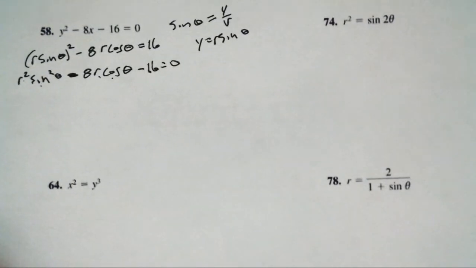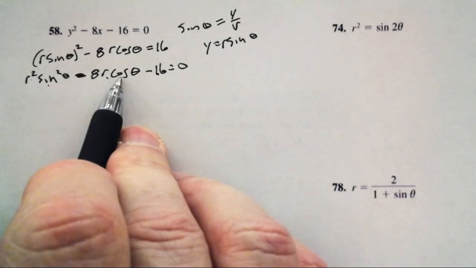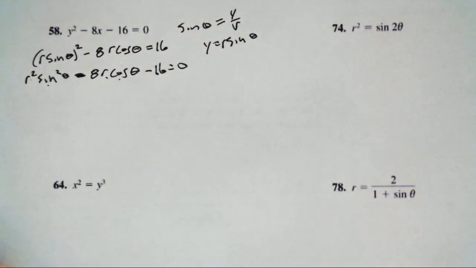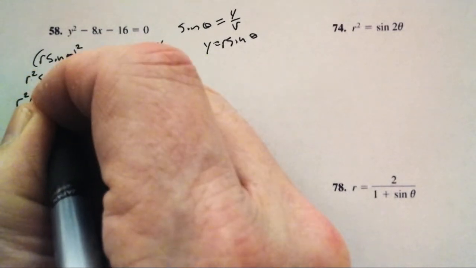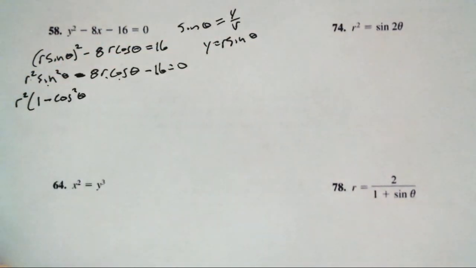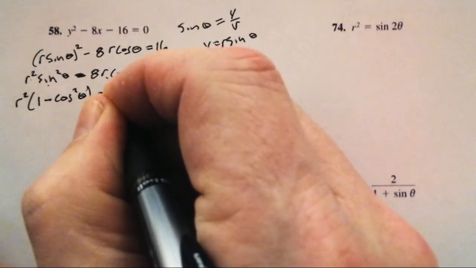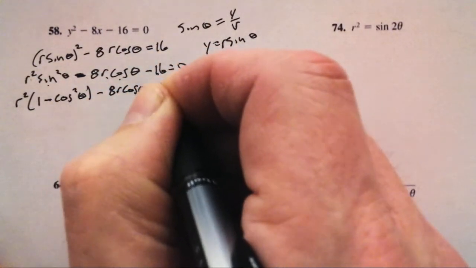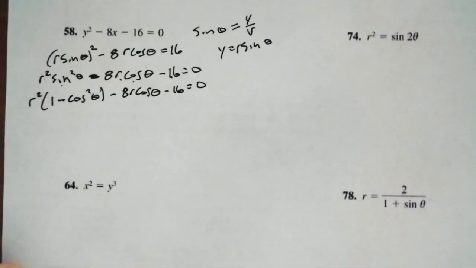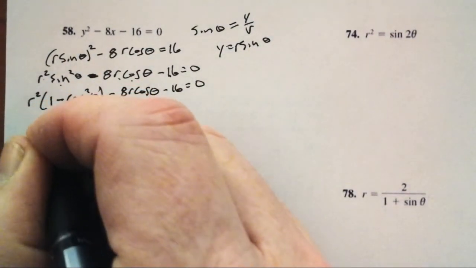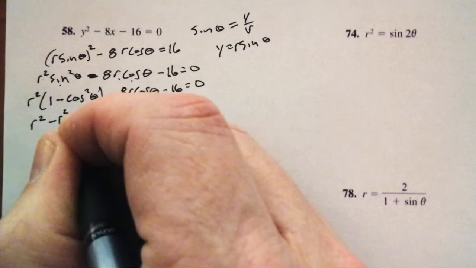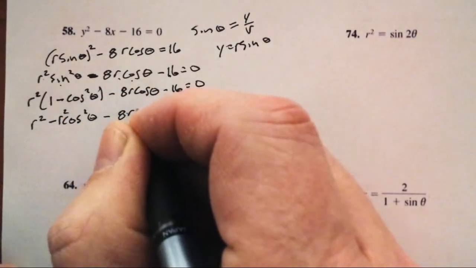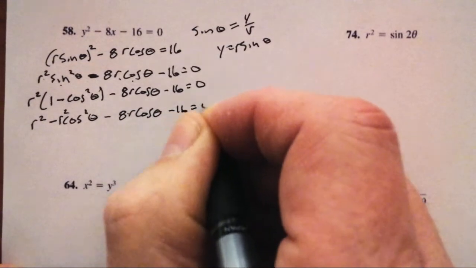So here's where I would ask, what's better than having an equation with sines and cosines? And hopefully we would say having either an equation with sines or an equation with just cosines. Sine squared, as we should know if we're in this section, we can change to 1 minus cosine squared of theta, since sine squared plus cosine squared is 1. Minus 8r cosine theta, minus 16, which I've been juggling around. I guess I'll distribute here. R squared minus r squared cosine squared of theta minus 8r cosine of theta minus 16 equals 0.